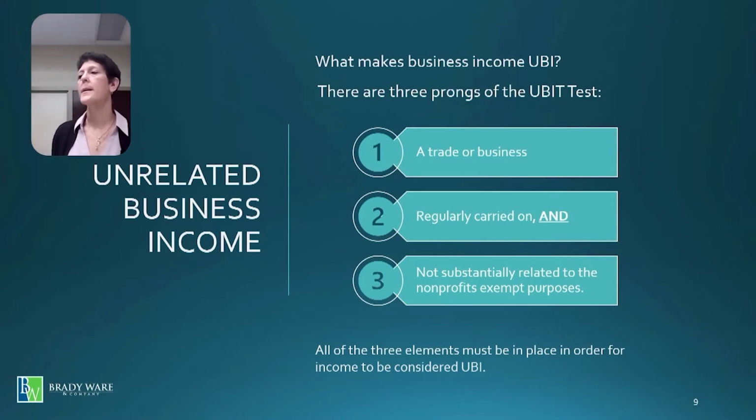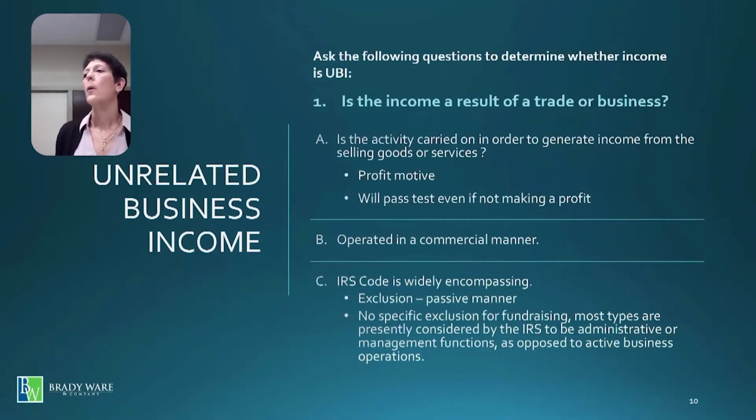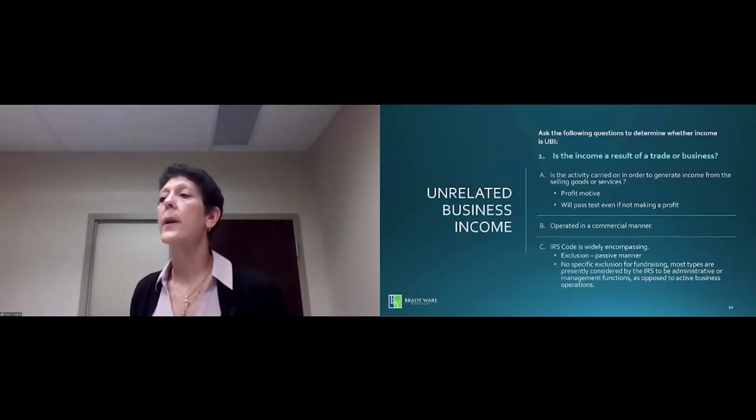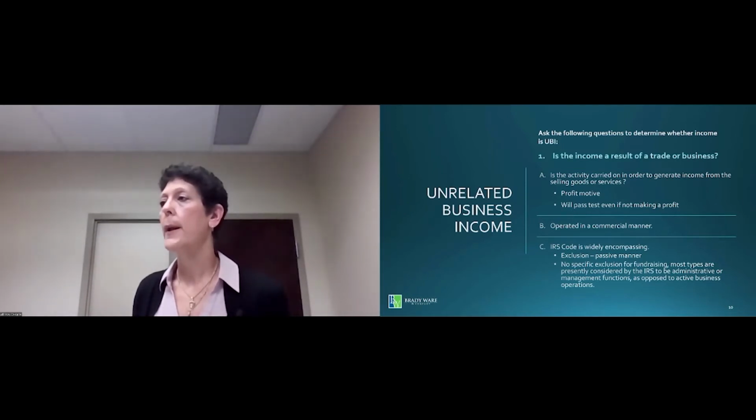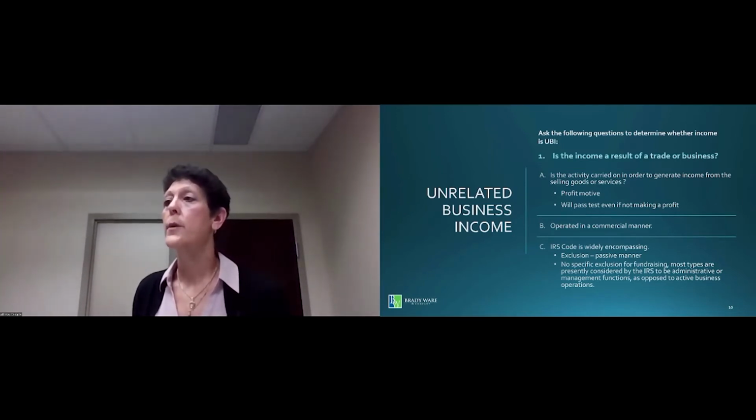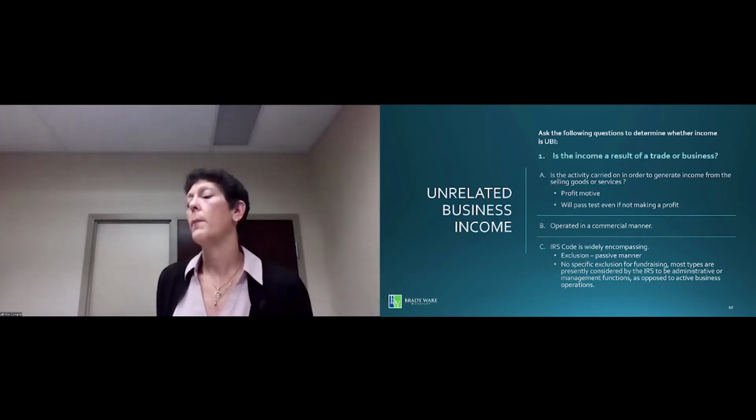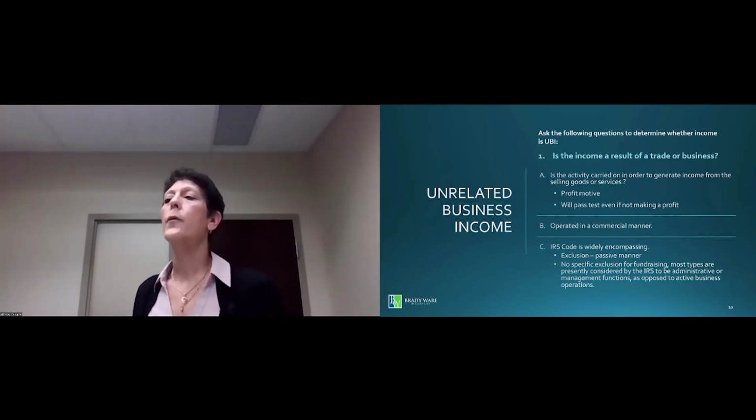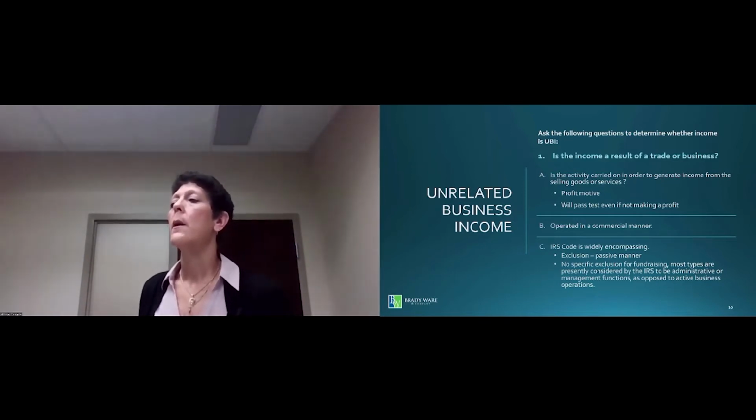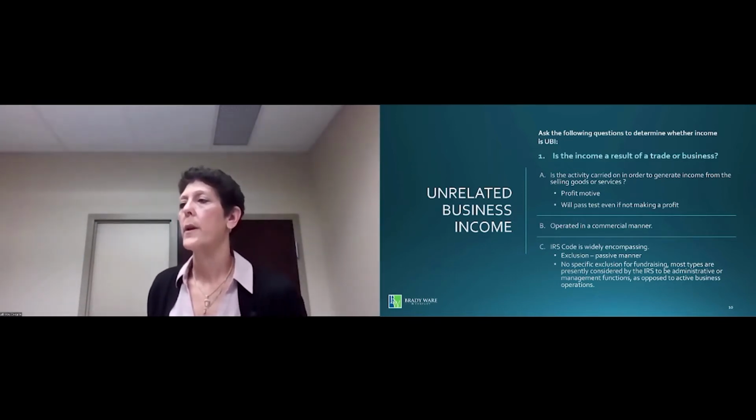So let's take and break down each of these questions and see what questions you or your organization should be asking. So number one, is the income a result of a trade or business? What the IRS is looking for there is, is the activity carried on in order to generate income from the sale of goods and services? So does it have a profit motive? Would you find a for-profit entity doing the same activity that your nonprofit is doing?